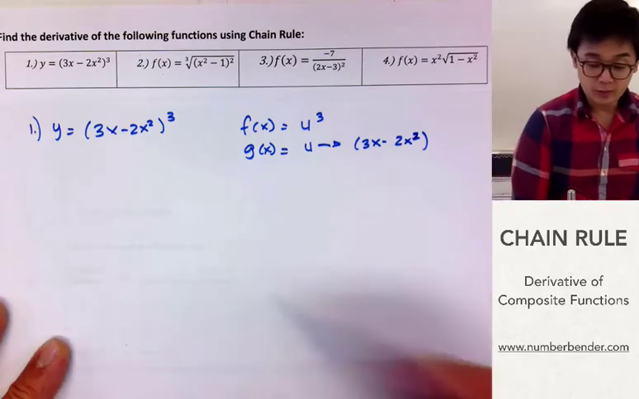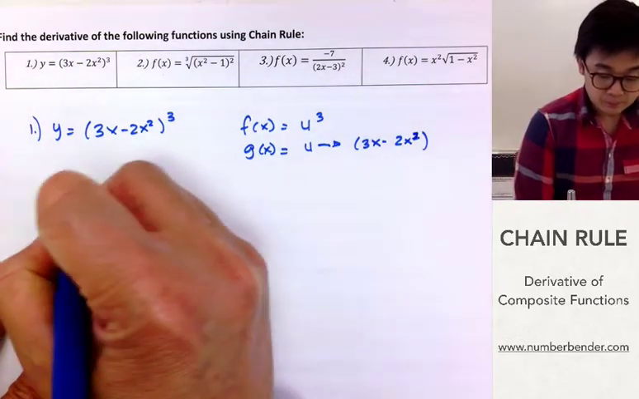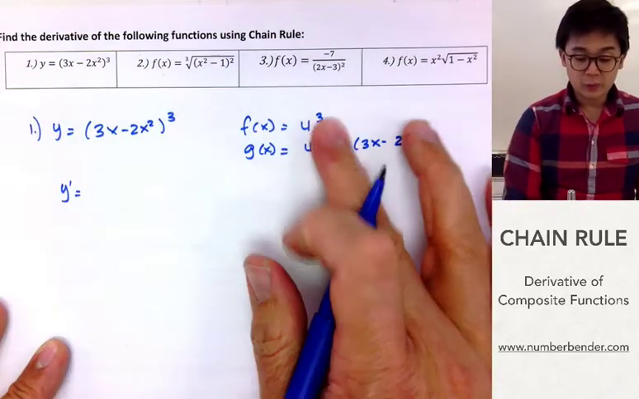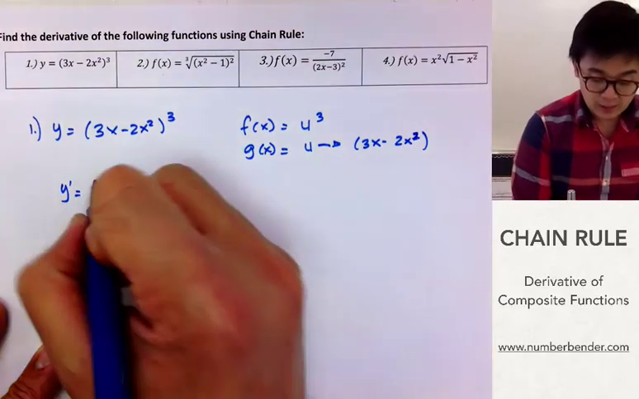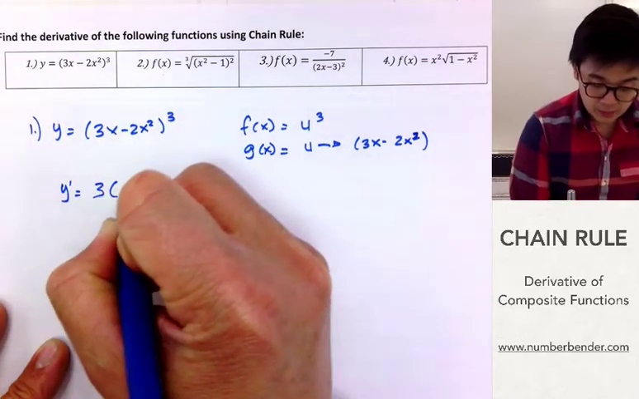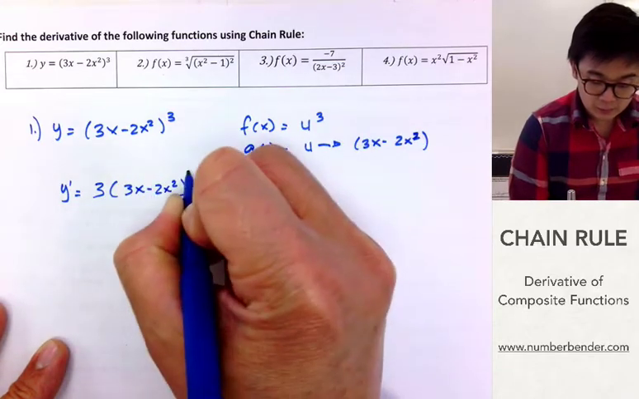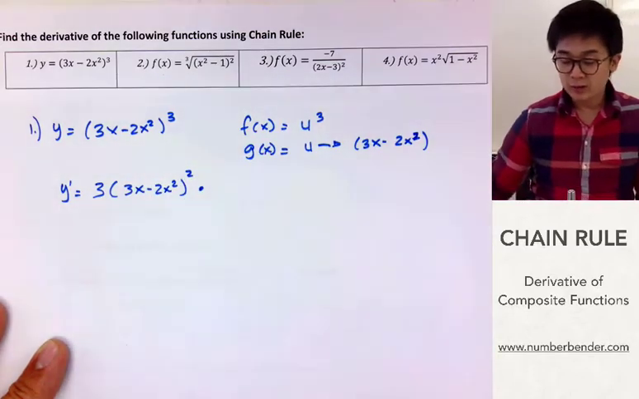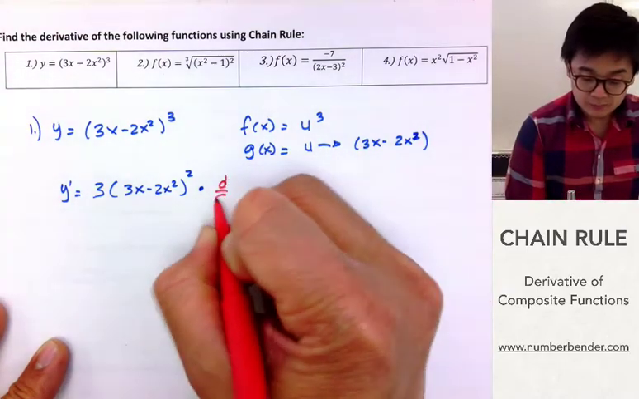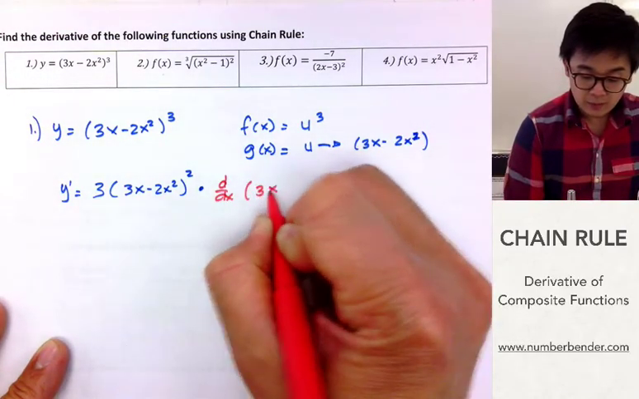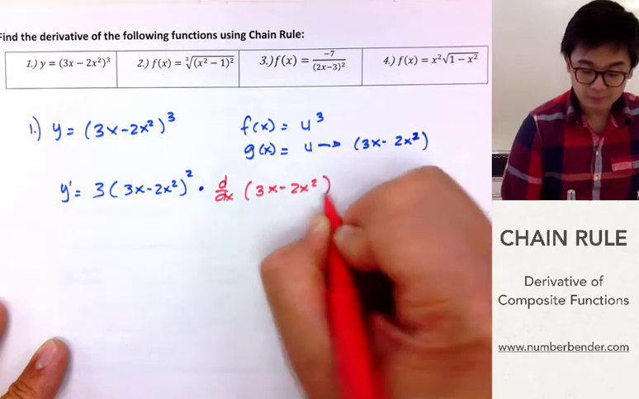So in this case, we will be using the chain rule to find the derivative of this function. So y prime will be the derivative of u cubed, which is parenthesis cubed. We'll have 3, copy the inside, raised to the second power, and multiplied with the derivative of 3x minus 2x squared.